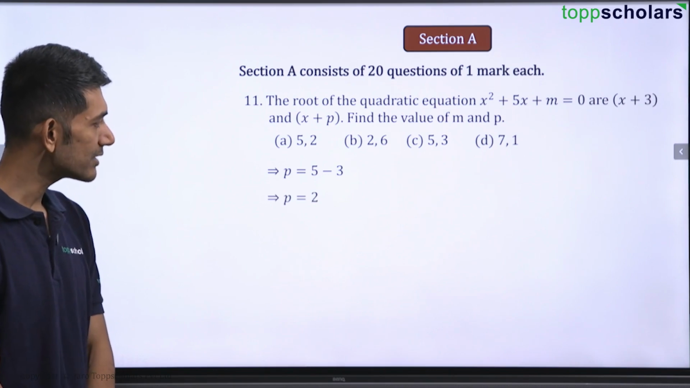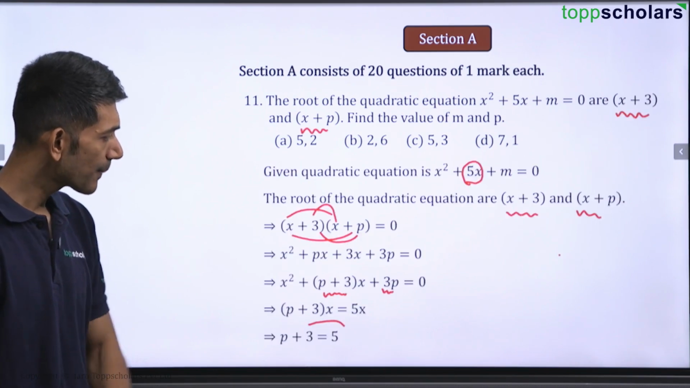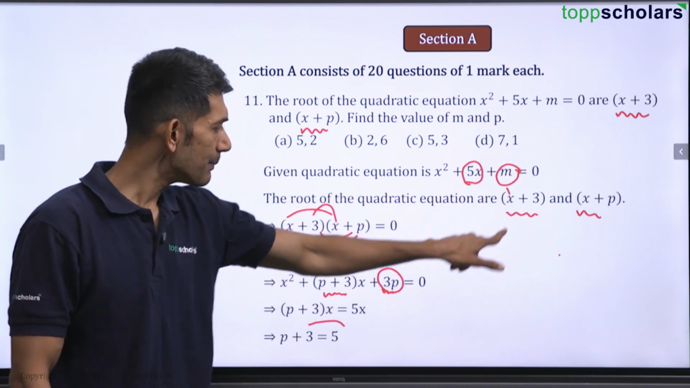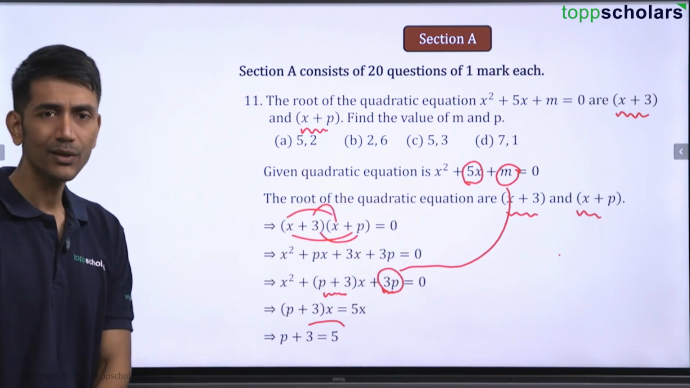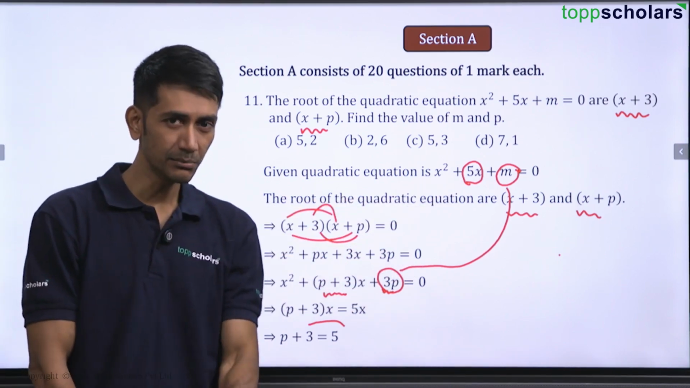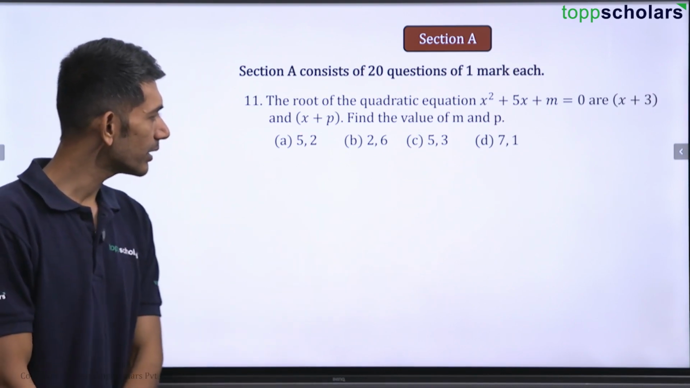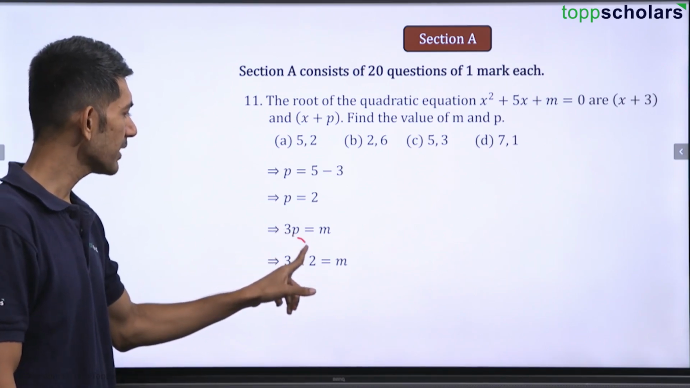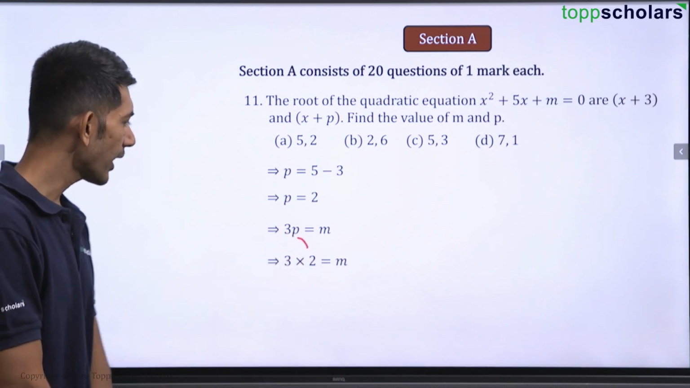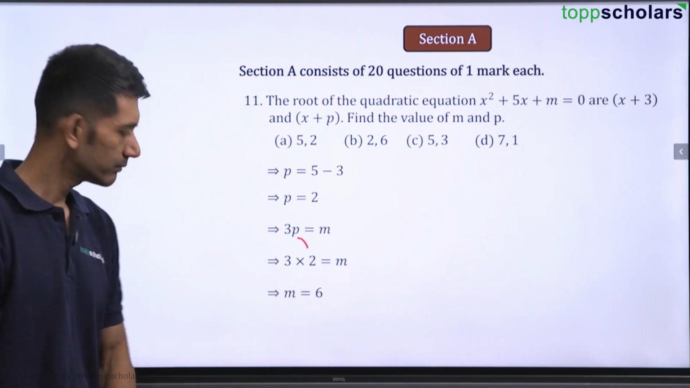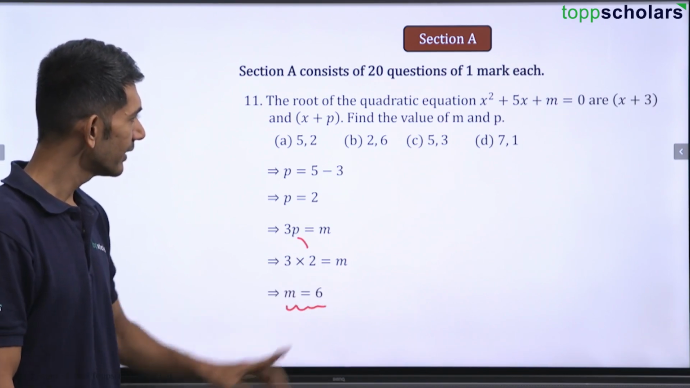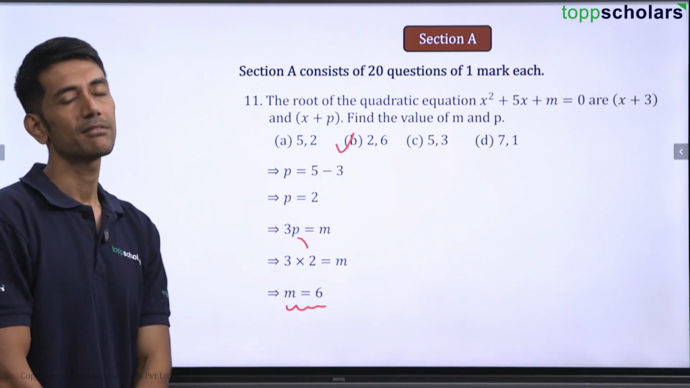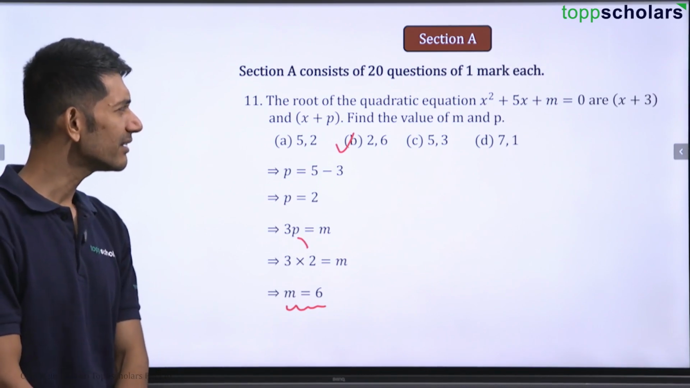Once you get the value of p as 2, go back, put it over here and see this. M and 3p, they are also equal because they lie on the third term, that is c. So m is equal to 3p. So 3p is equal to m, but p is 2. So 3 into 2 is m. So m is equal to 6. Right? Simple. That's it. M is 6 and this is 2. So 2 comma 6 is the correct answer. Slightly lengthy but easy, isn't it?